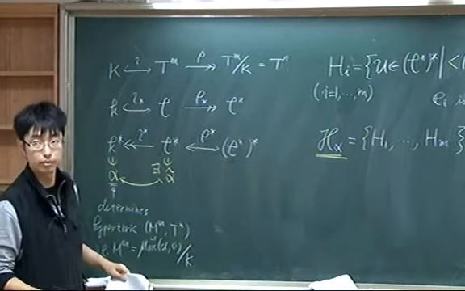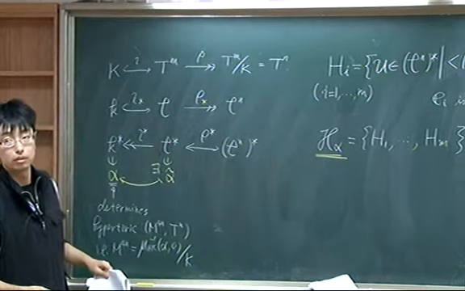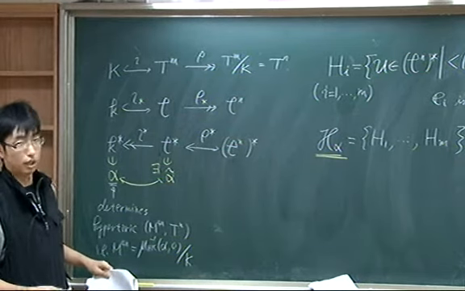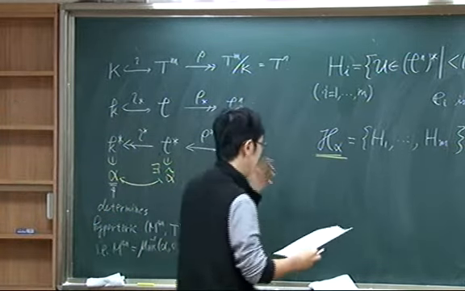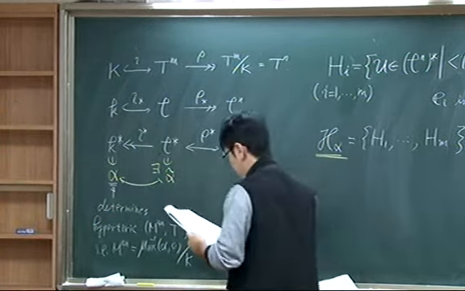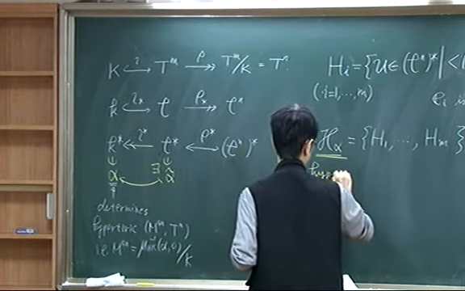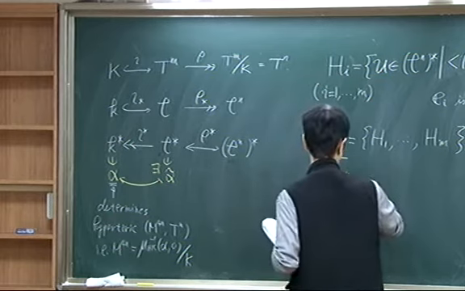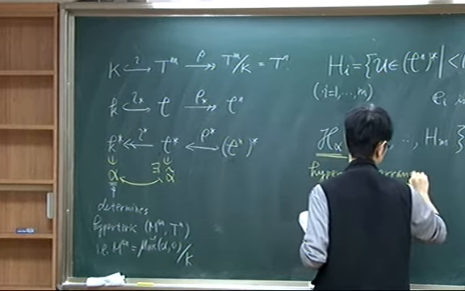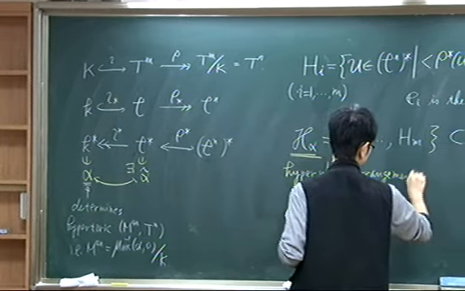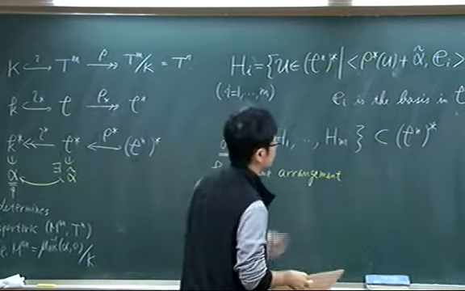Is there some special property about this hyperplane arrangement? Like, are they non-degenerate? Yes, yes. I will explain later. And this is called a hyperplane arrangement associated with a hypertoric manifold. Yes, m hyperplanes. m is the dimension of T.